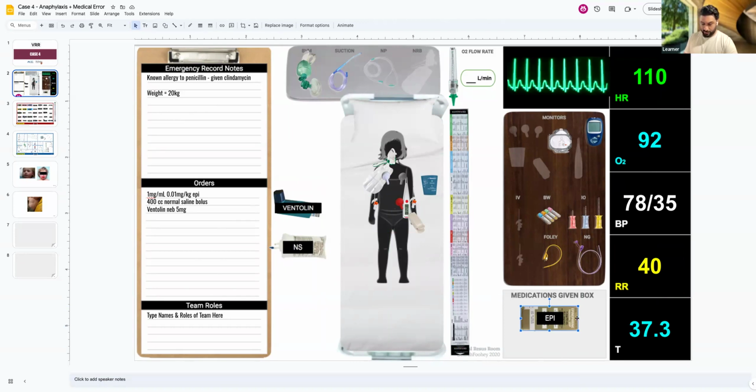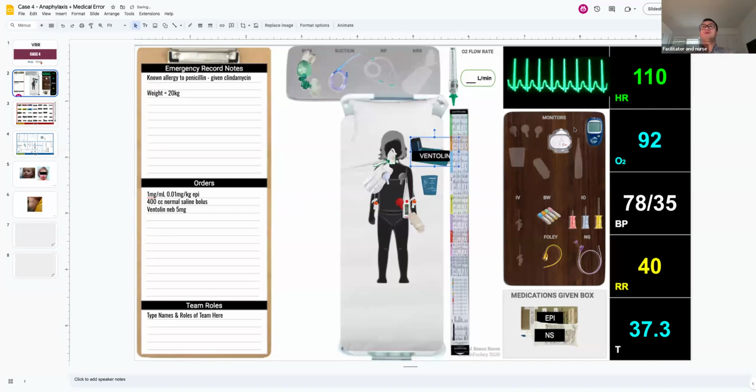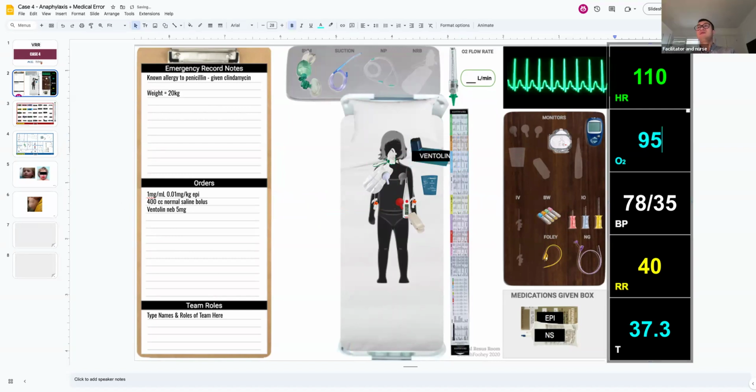And then can we give the bolus, so 400 cc's, and can we also start the Ventolin neb? Okay, perfect. So we're giving the Ventolin. I'd like to reassess my ABCs now and my vitals. Yep. So after giving Ventolin, your oxygen saturation has improved. Your blood pressure has improved as well. The heart rate remains elevated otherwise, and the work of breathing has decreased.